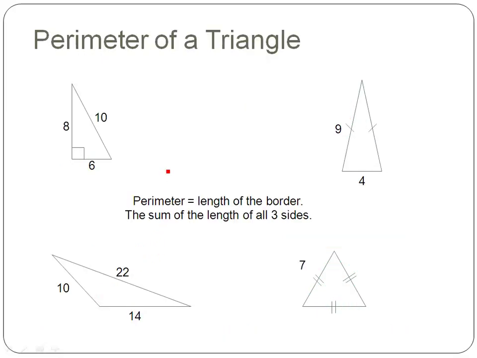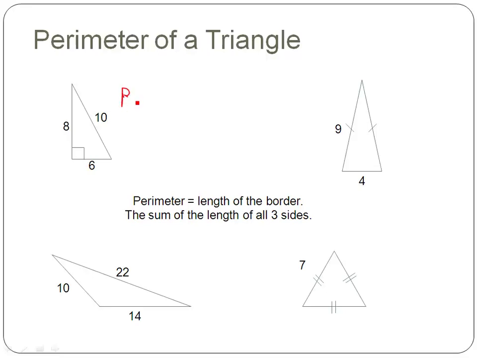Next, we're going to look at calculating the perimeter of a triangle. The perimeter is simply the length of the border of the triangle, or the sum of all three sides. It's a very easy calculation when you're given the lengths of each side, and we will look in further tutorials about how to find out the lengths if you are not given them.